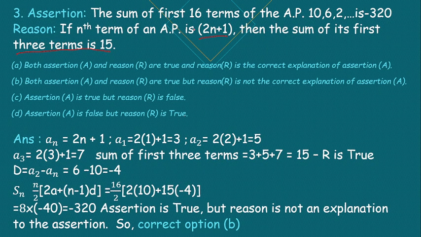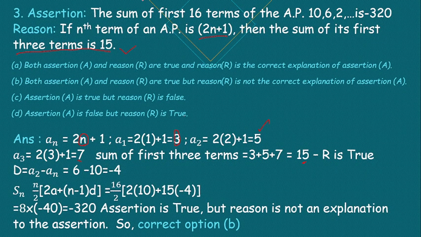So the reason also we have to calculate and finalize the answer. An equals 2n plus 1. In place of n, you keep applying 1, 2, 3, such positive numbers. You will be getting the terms of the AP. When you apply 1, you are getting the first term 3. When you apply 2, you are getting the second term 5. When you apply 3, you are getting the third term 7. So, the sum of the first 3 terms is 3 plus 5 plus 7, which is 15. So, what they have mentioned, the reason is correct.